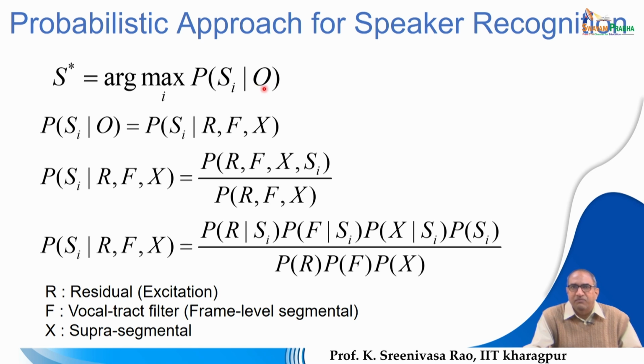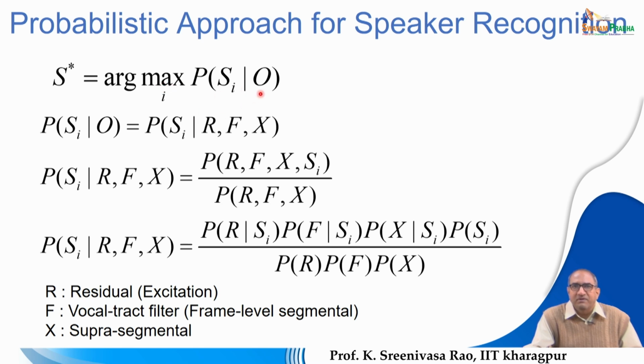From a given set of feature vectors, we need to compute which speaker these speech vectors belong to. So, we will try to find the posterior probability of the speaker given the observation sequence, and among the 50 speakers, or whatever the number of speakers, whichever speaker model gives the highest probability score will be hypothesized. S star is nothing but the speaker identity, the maximum among the set of speakers.